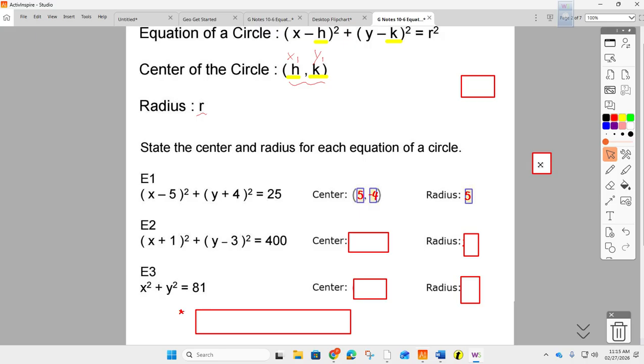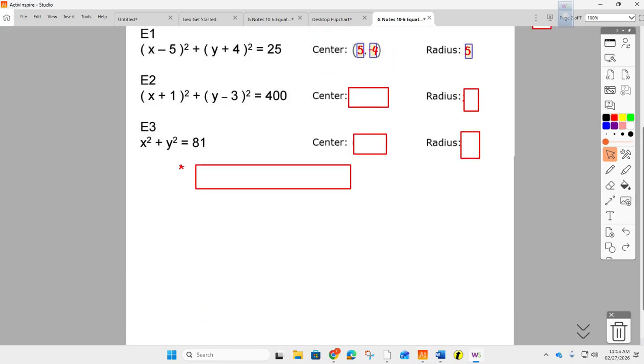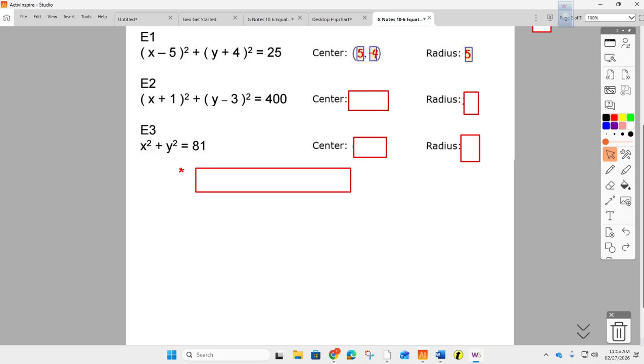Okay, can anybody tell me what the center point of example 2 is? What is the center point of example 2? Can you tell me, Ibrielle? Negative 1 and positive... Perfect, that's exactly right. The only way to get that plus 1 there is if that were a negative 1. Nice. And what is the radius of that circle? Darren, can you tell me what the radius of that circle is? Perfect. The square root of 400 is 20. Easy peasy.